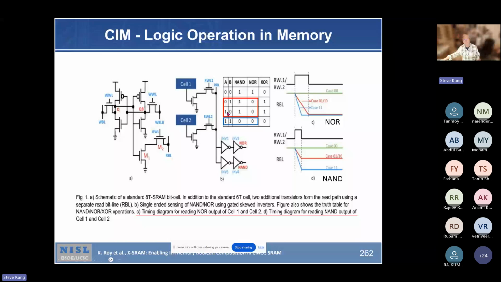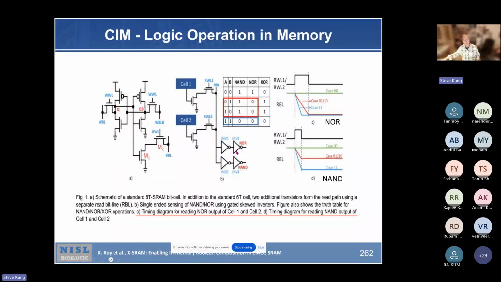For NAND operation and NOR operation, this is what you expect. 0,0: NAND is 1, NOR is 1. 0,1: NAND is 1, NOR is 0. 1,0: NAND is 1, NOR is 0. 1,1: NAND is 0, NOR is 0. So how can you realize this NAND and NOR operation in this circuit?